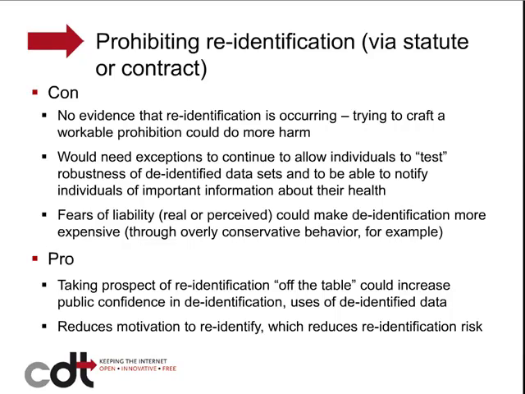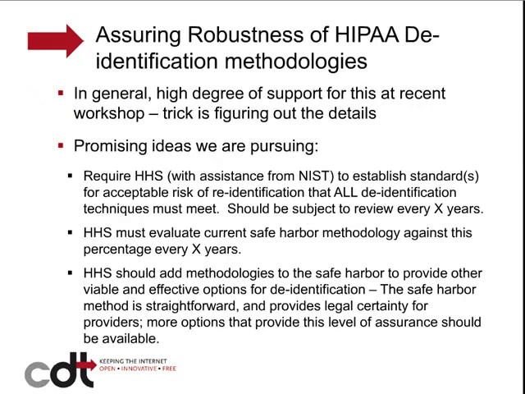Second category is in the area of assuring robustness of HIPAA de-identification methodologies. In general, there was a high degree of support for this at the recent workshop, but the trick is really figuring out the details. And so some promising ideas that we are pursuing is to require HHS, and there was strong support for having them be supported by an organization with a little bit more technical experience like NIST, to establish a standard or standards, something beyond very low risk, something a little bit more specific, for acceptable risk of re-identification, that really all de-identification techniques, whether safe harbor or statistical, must meet.